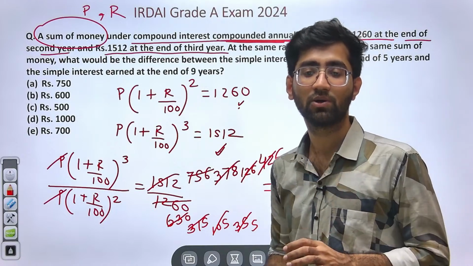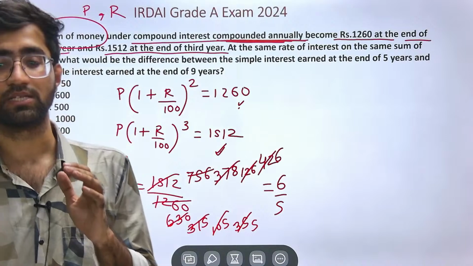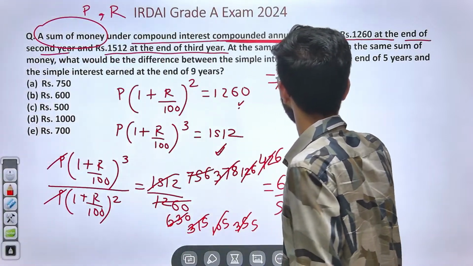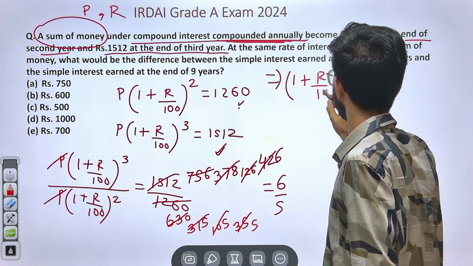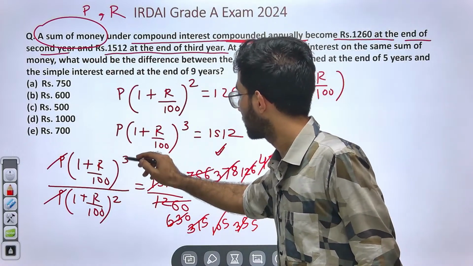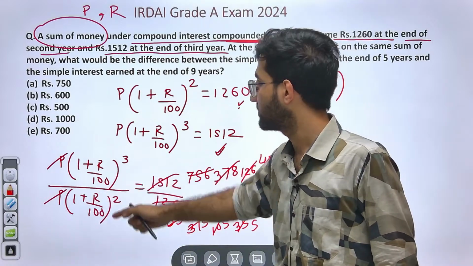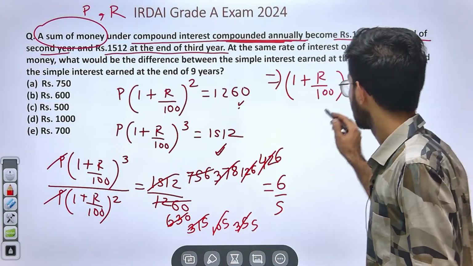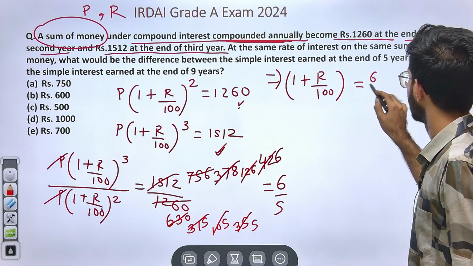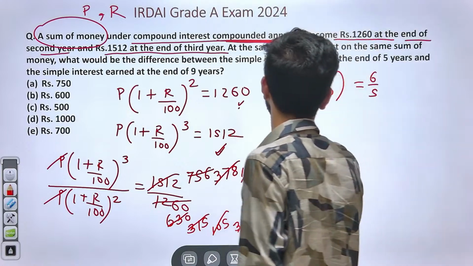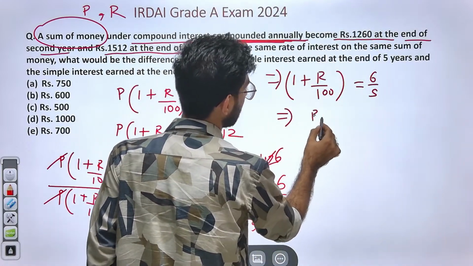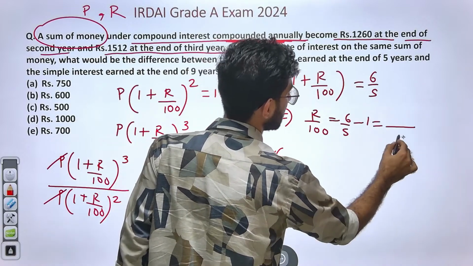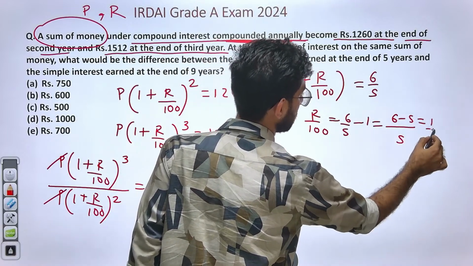This value is equal to what? This value is equal to 6 by 5. Now if you solve further, you can write 1 plus r by 100. See, this is the power of 3, this is the power of 2. So if you divide these two equations, you will get 1 plus r divided by 100 equal to 6 by 5. If you solve it further, you will find r by 100 is equal to 6 by 5 minus 1. So basically 6 minus 5, that is equal to 1 by 5.